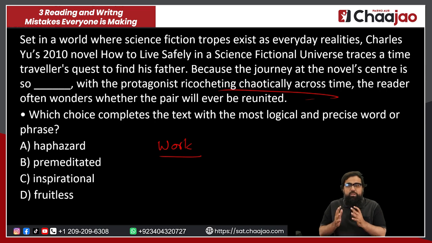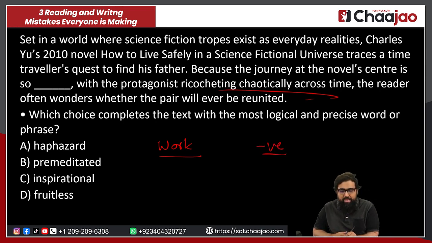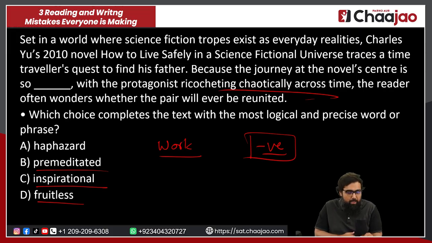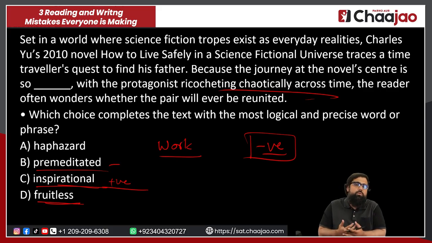So we know that it has to be a negative connotation that should come in the blank. And now when we move on to the options, it cannot be premeditated, it cannot be inspirational, and it cannot be fruitless, because you need something negative and related to chaos. Premeditated is more of a positive, planned word, not related to chaos. Inspirational is a positive word, again not related to chaos. And fruitless is negative, but again, it has nothing to do with chaos, right? So the best answer over here will be haphazard.